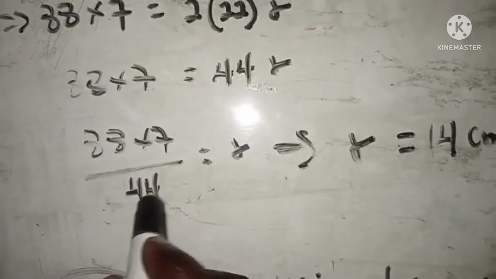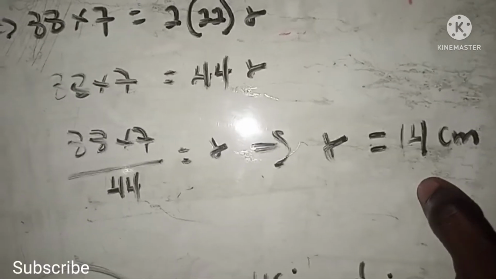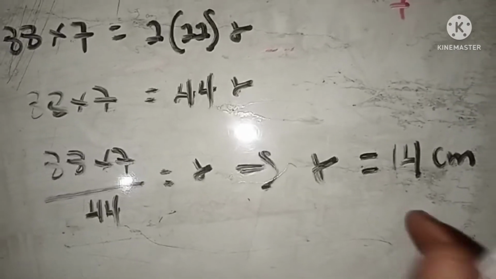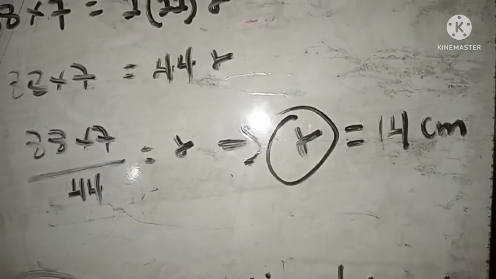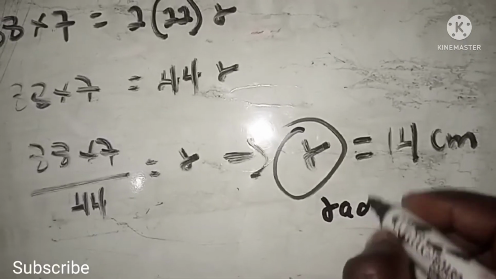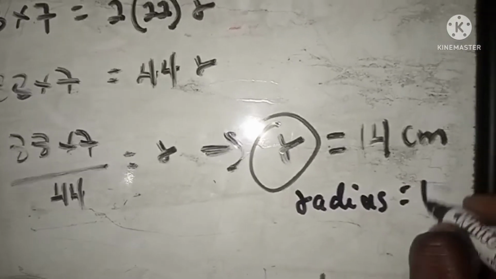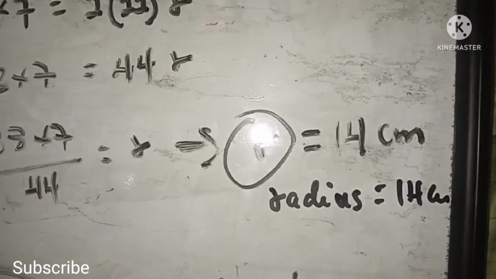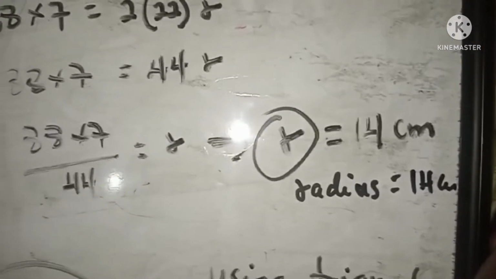So if you do this division perfectly, you should arrive at 14, meaning that this r here is 14. So the radius, that area is the radius. So the radius here is equal to 14 centimeters. Are you there? Okay, so 14 centimeters.